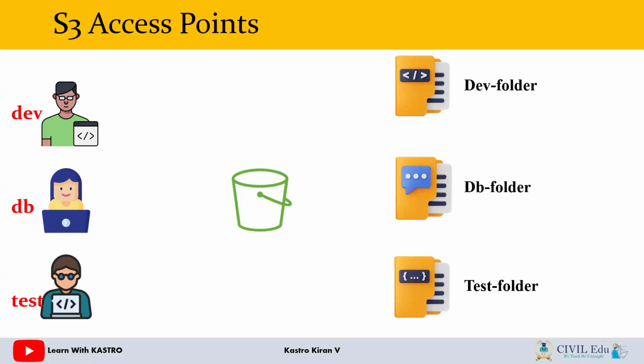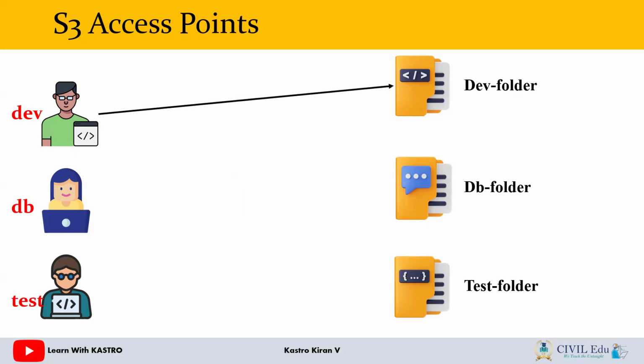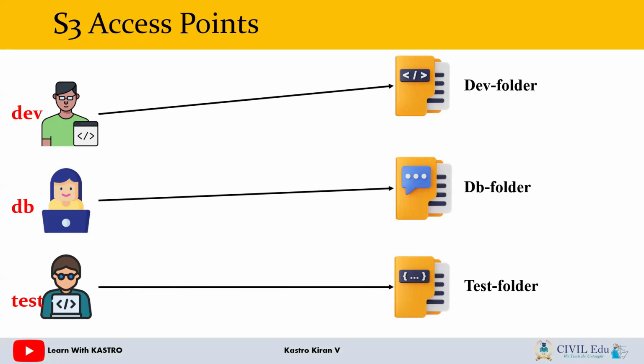Now, what is the requirement? The requirement is very simple. The development team person should access only the development team folder. The database team person should access only the database folder. The testing team person should access only the test folder. Now remember, all these three folders are available in a single bucket only. They are not in different buckets. In the same bucket, the dev folder is there, the database folder is there, and the test folder is there.